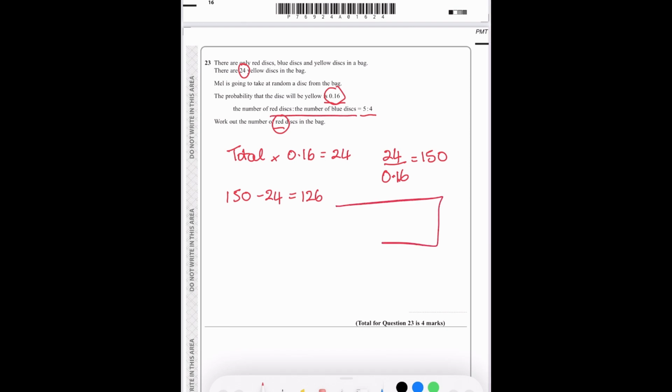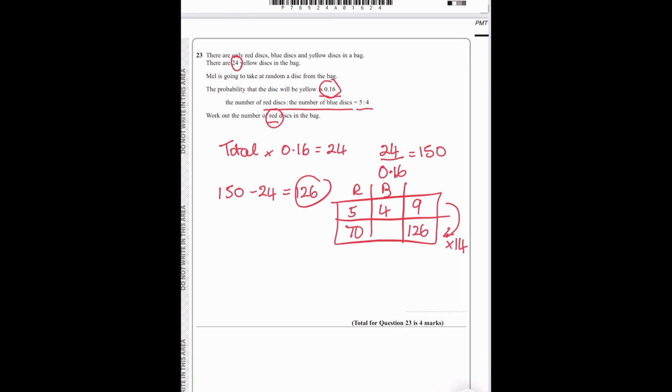So quick ratio box. I have the ratio of red to blue is 5 to 4. The total of my ratio is 9. The total number of counters is 126. And 9 times 14 is 126. So 5 times 14 gives me the answer of 70 reds, and 4 times 14 gives me 56 blues. And the question says, what is the number of red? So the answer is 70.